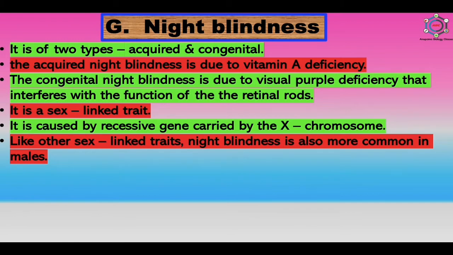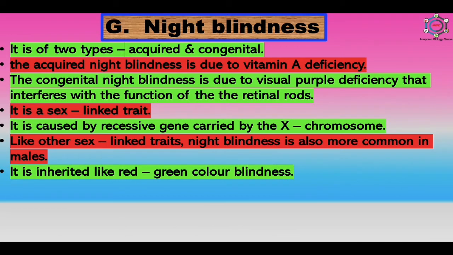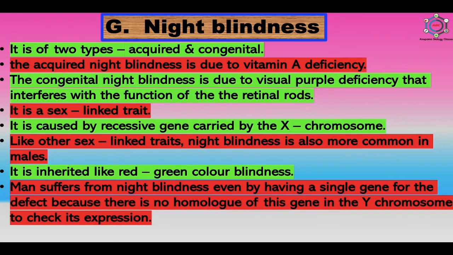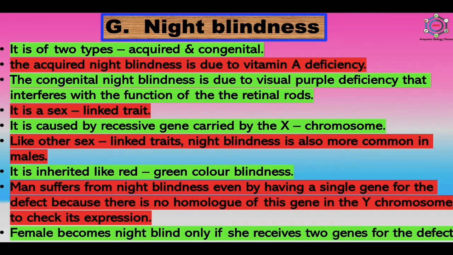Like other sex-linked traits, night blindness is also more common in males than in females. It is inherited like red-green color blindness. Man suffers from night blindness even by having a single gene for the defect because there is no homologue of this gene in the Y chromosome to check its expression. Females become night blind only if she receives two genes for the defect.